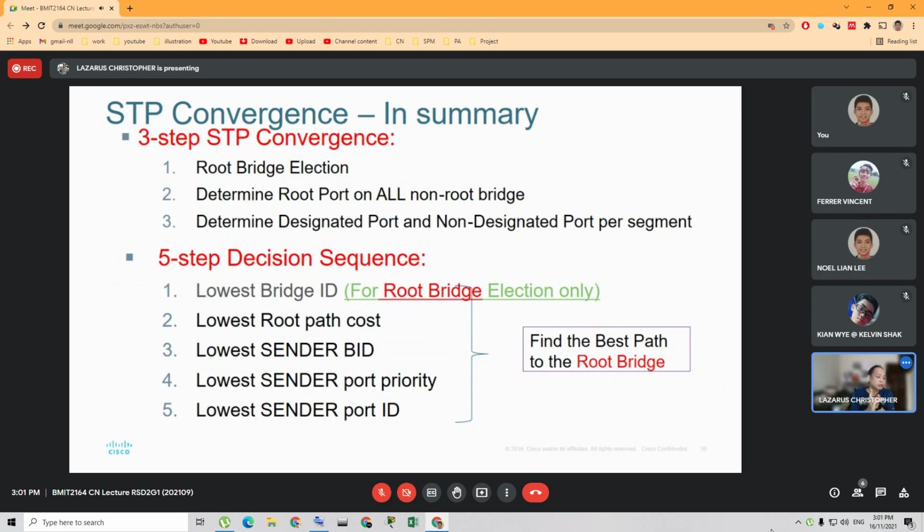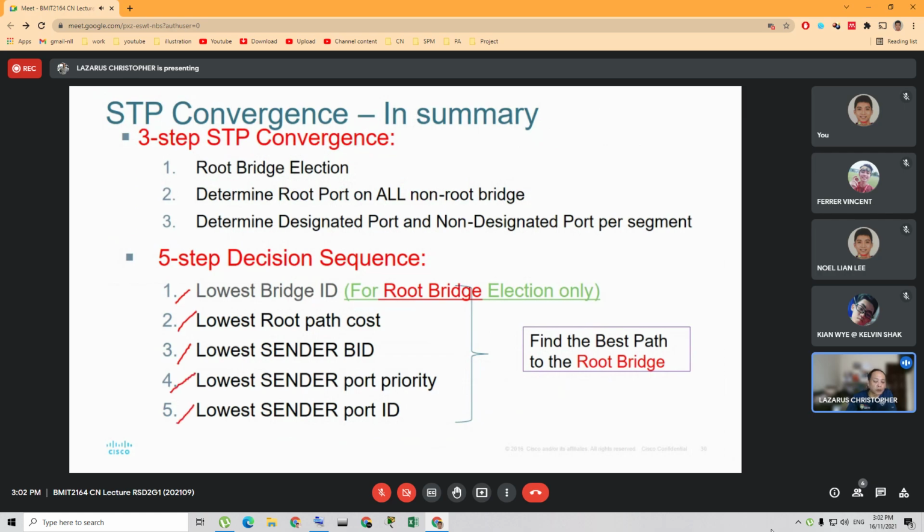And then another election on the BID of the sender's switch or sender bridge, which will indicate to us which port becomes the block port. So in total, you have five decisions to make as a switch when doing the election: lowest BID, used for the root bridge election, then lowest root path cost, then lowest sender BID, lowest sender port priority, and port ID.